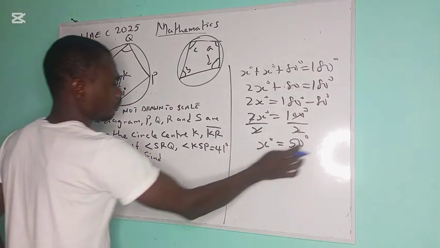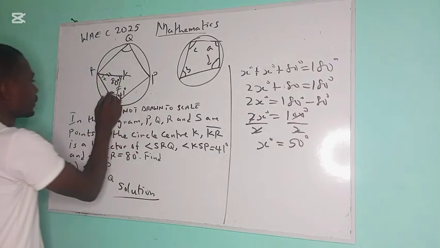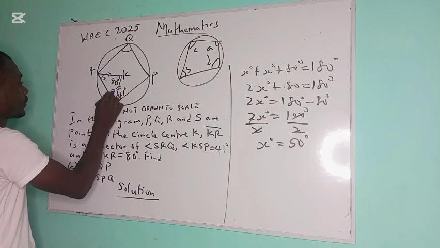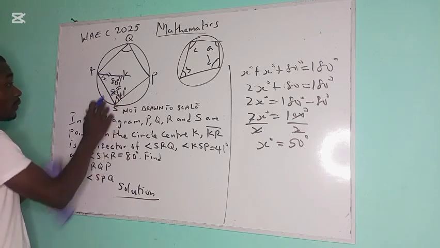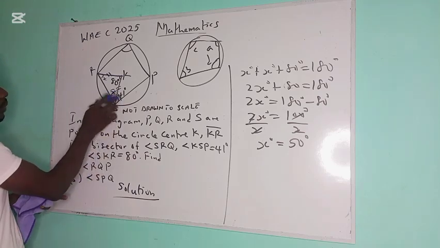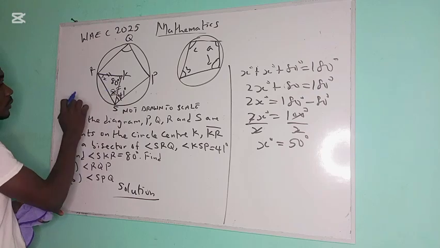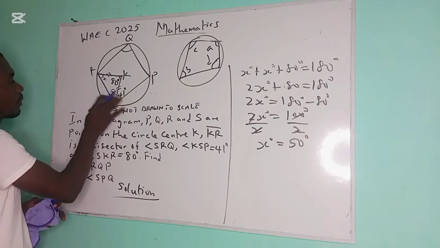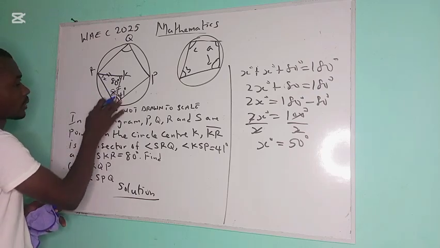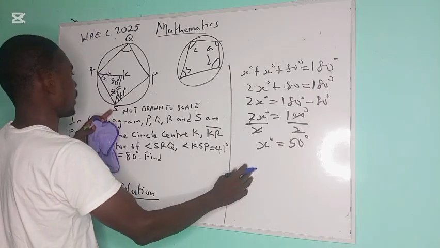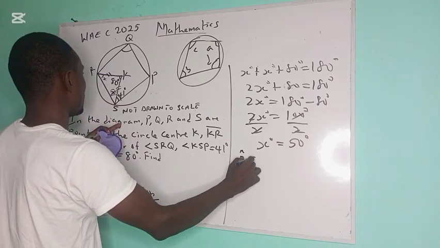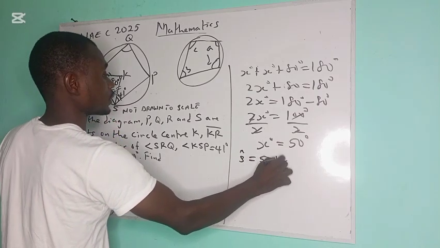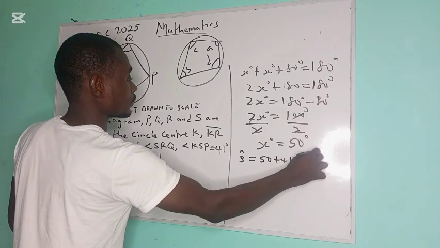So now, this is 50 degrees, so you can write 50 degrees. We can now find the total angle that we have here. It's going to give us the whole angle at S, which is 50 plus 41, which is 91.